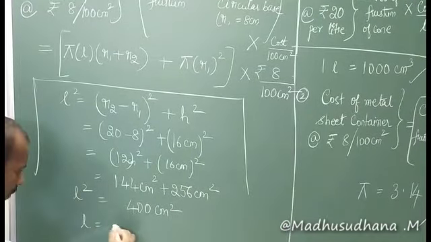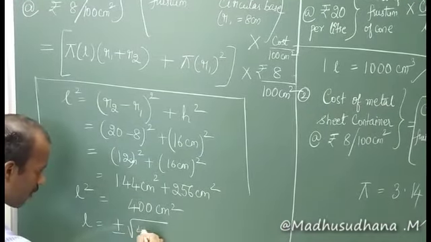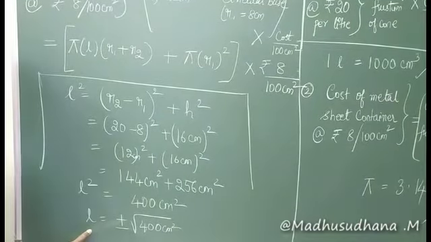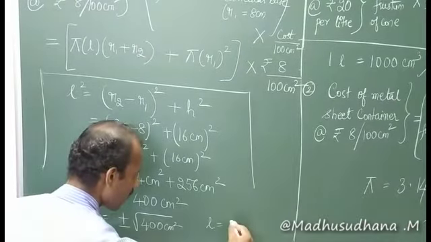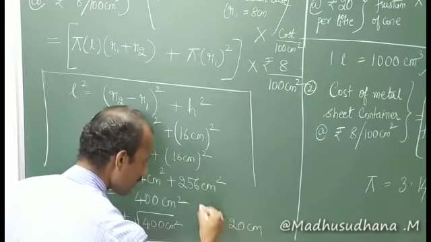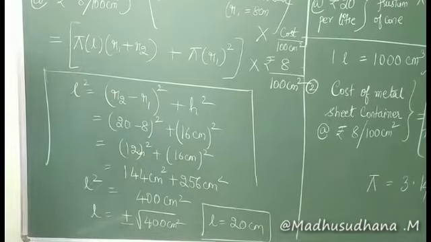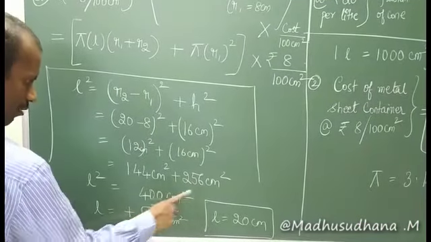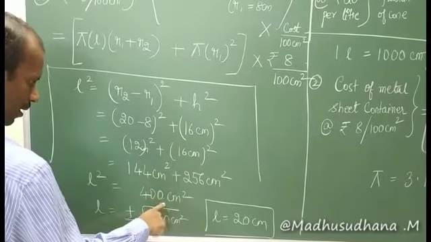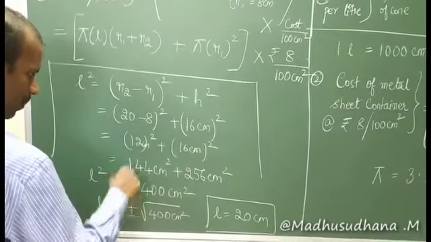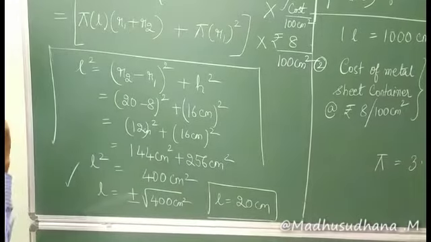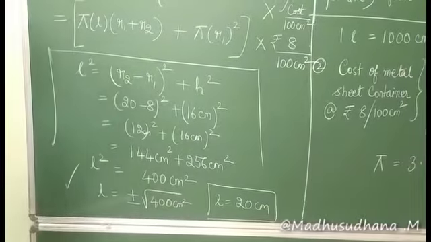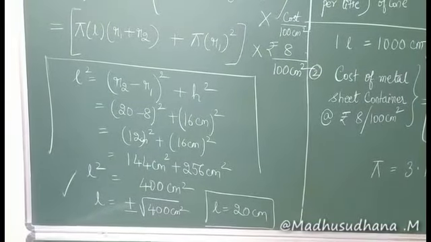So L will be plus or minus square root of 400 centimeter square. L cannot be negative, right? So let me take L is equal to plus 20 centimeters. So hope our addition is right. 6 plus 4 is 10. 5 plus 4 is 9, 9 plus 1 is 10 again. 2 plus 1 is 3, 3 plus 1 is 4. So up to here we are right. Followed it? So with this L equals 20, we can further do our calculation part.